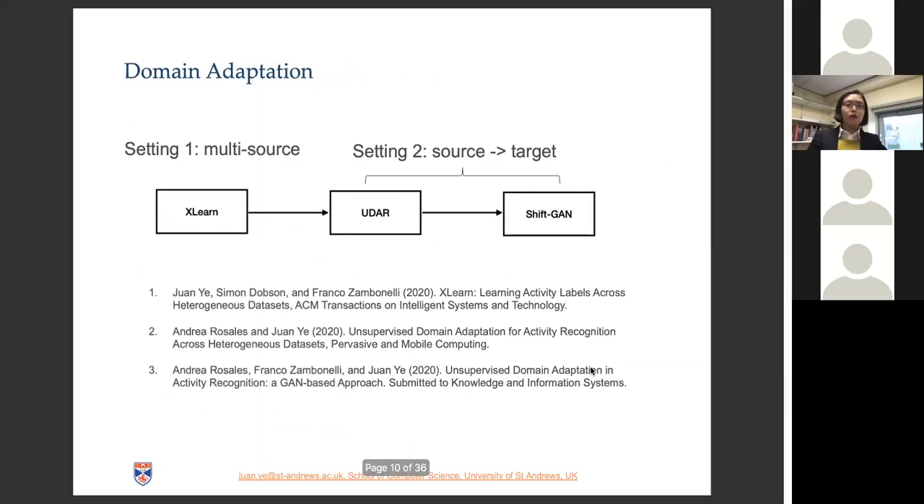For these 2 settings, we have developed 3 techniques. The first one, XLing, is targeting multi-source domain adaptation. And UDA and ShiftGAN are more recent techniques to tackle the source-to-target domain adaptation. So we're going to introduce all 3 of them.